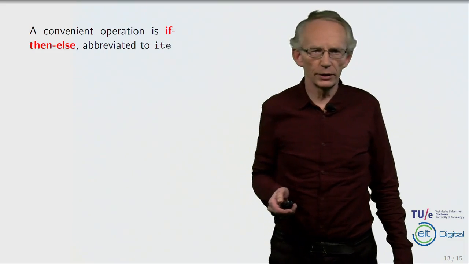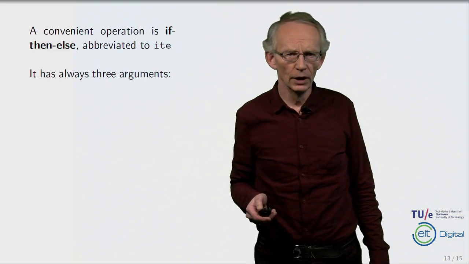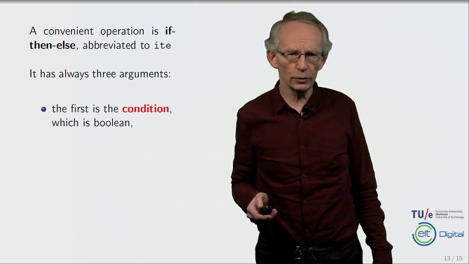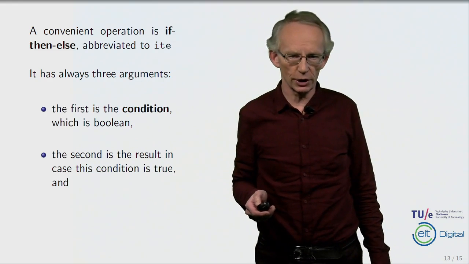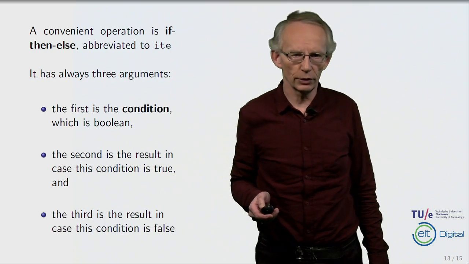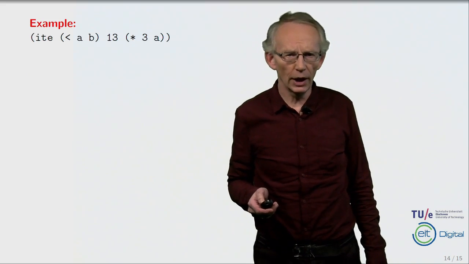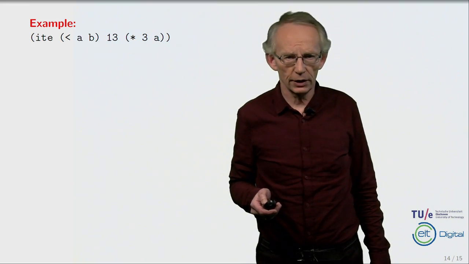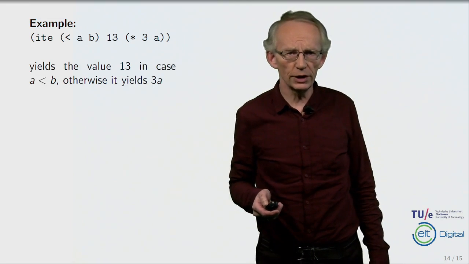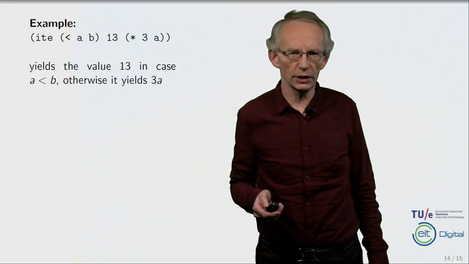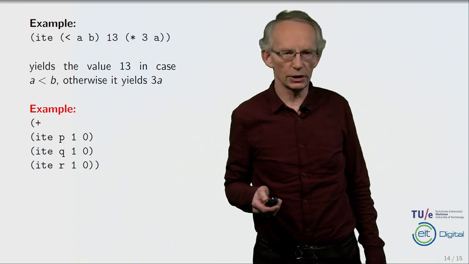A convenient operation is the if-then-else, abbreviated to ite. It always has three arguments. The first one is the condition, which should be a Boolean. The second one is the result in case the condition is true. And the third one is the result in case the condition is false. Let's give an example. ite (< a b) 13 3a. What does this mean? Well, this yields the value 13 in case a is less than b, and otherwise it yields the value 3a.